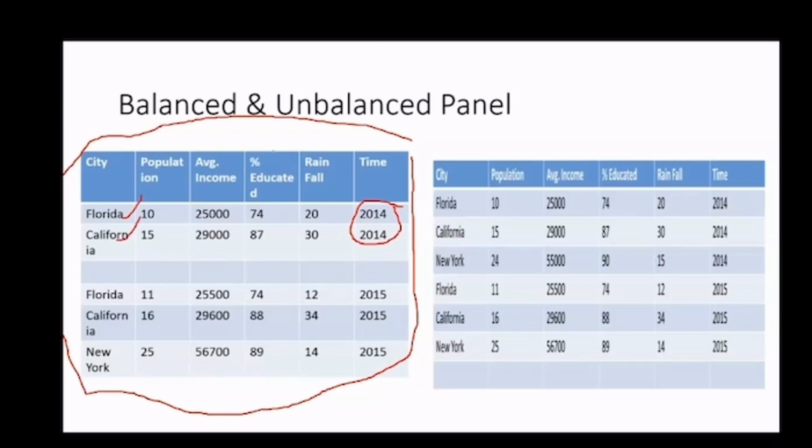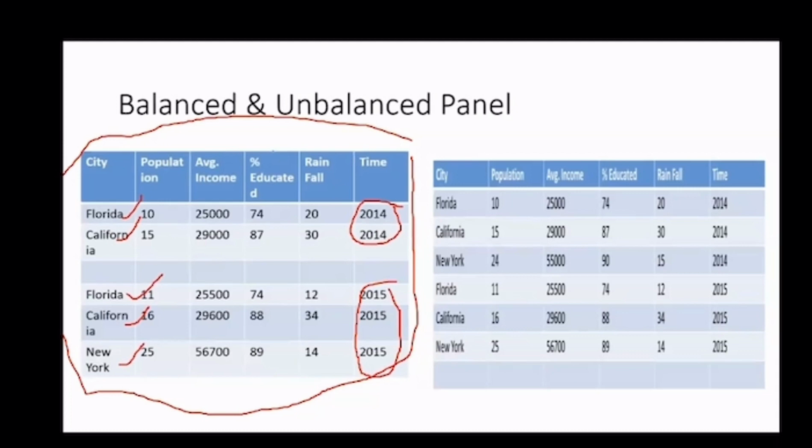But in 2015, we have data for Florida, for California, and for New York. It means the New York data is missing in 2014. Does that make sense? That is an example of unbalanced panel data. Any question? Okay, let's go to the balanced one.